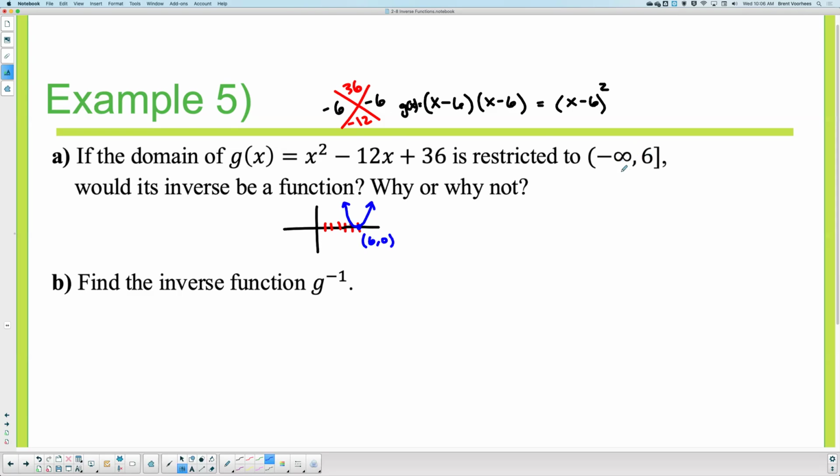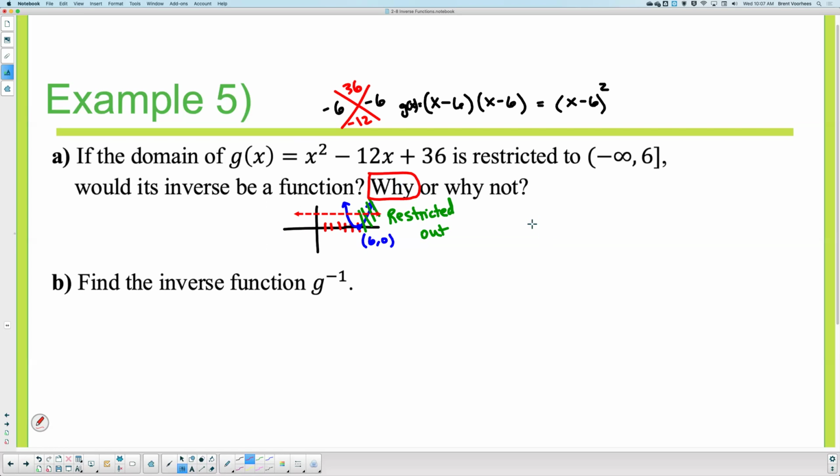Now this says the domain is restricted from negative infinity until 6. So we're cutting off the positive side of the graph this time. So I'm ignoring that. That part's restricted out. Now, if that part's restricted out, does this pass the horizontal line test? And yes, this passes the horizontal line test with that part of the graph restricted out. Notice it would pass that horizontal line test because this part gets cut off. And so we would say yes on here.